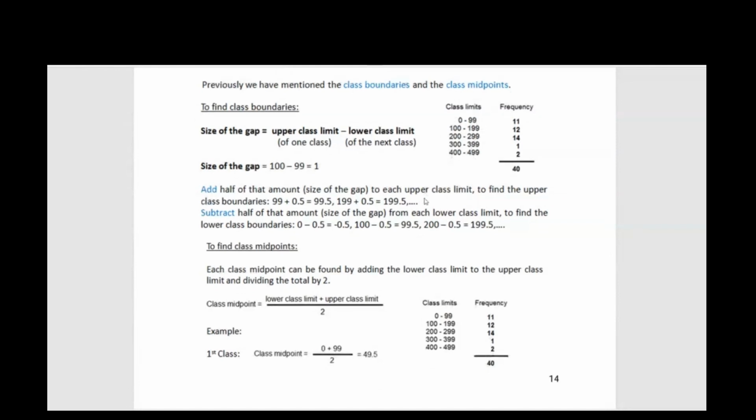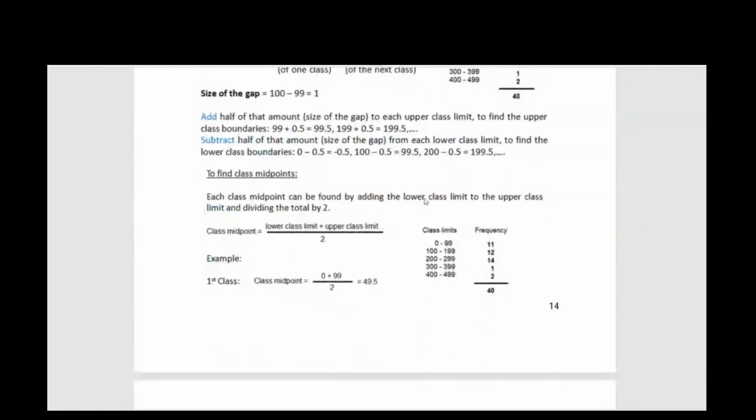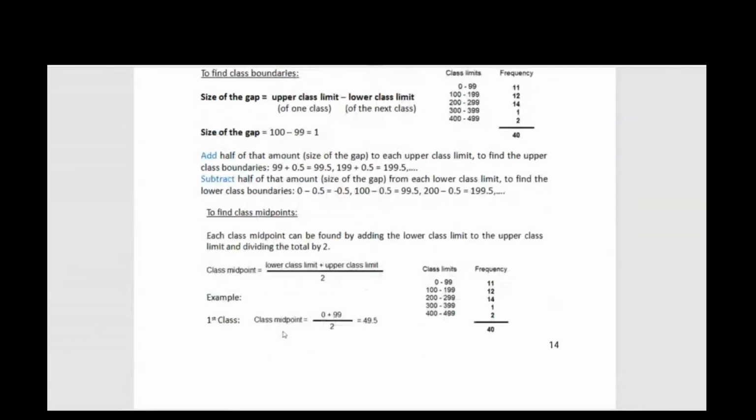Also, we can find the class midpoints. And to find the class midpoints, we add the lower class limit to the upper class limit and divide by 2. So, for example, the class midpoint of the first class is 0 plus 99 divided by 2, so it will be 49.5. Like this, in the other case, between 100 and 199 it will be 149.5, between 200 and 299 it will be 249.5, and like that.